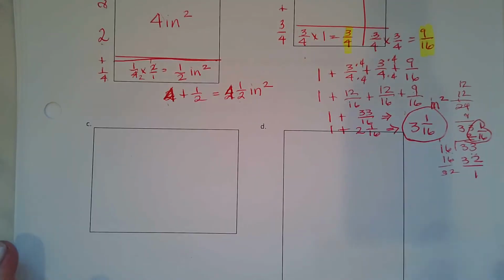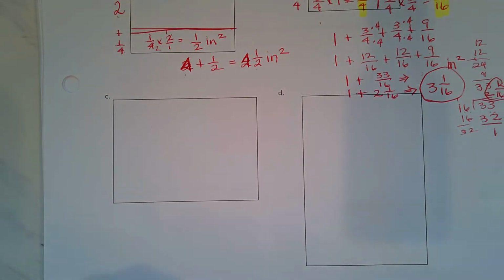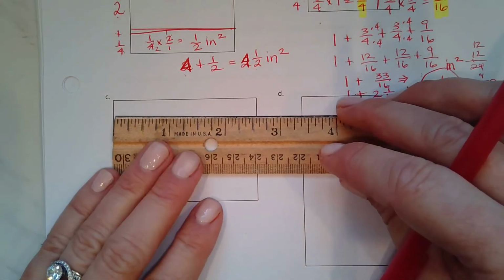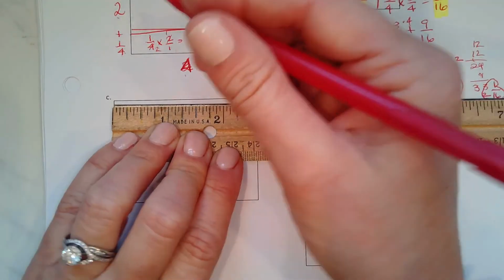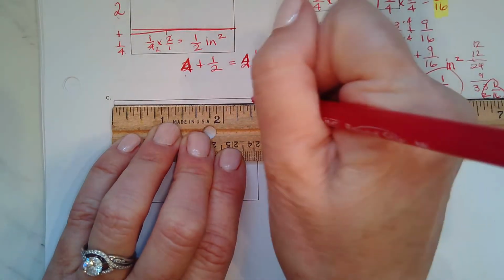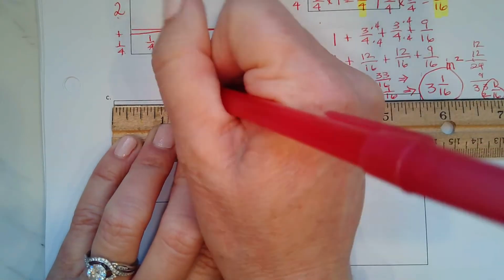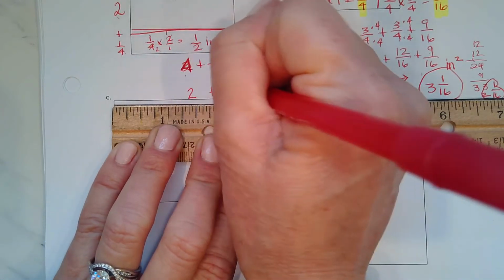Now, I'll go ahead and do C and D with you really quick, but what I'm only going to do with you is set it up, and then I'm going to expect you to go ahead and finish it. So I'm going to measure, and I'm going to get 2 and 3/4 because it's really close to the 3/4. So I have 2 plus 3/4.